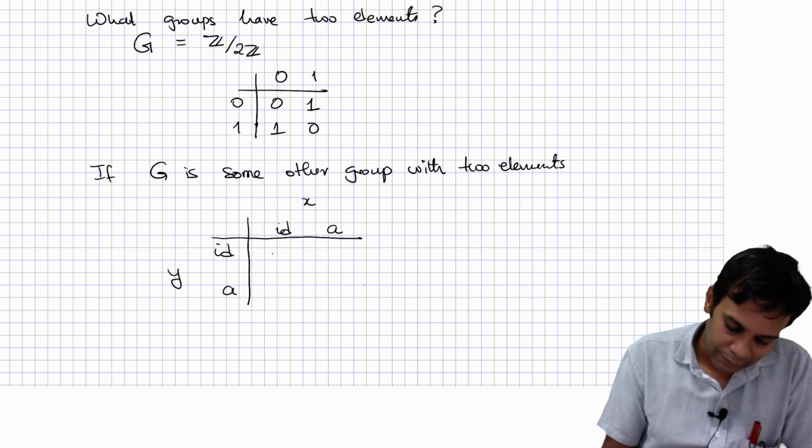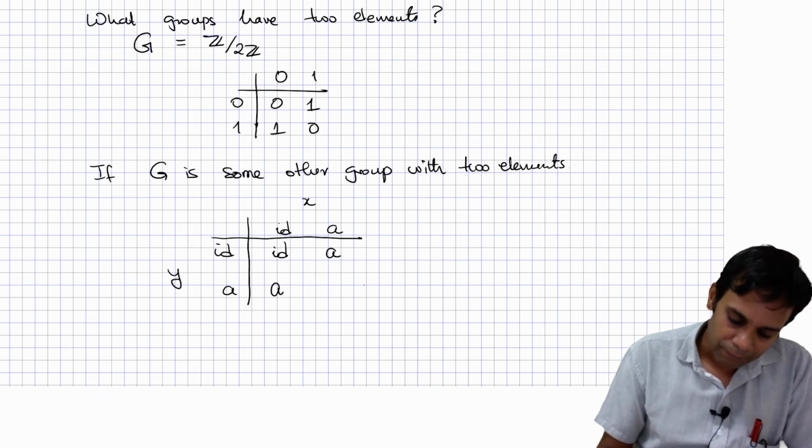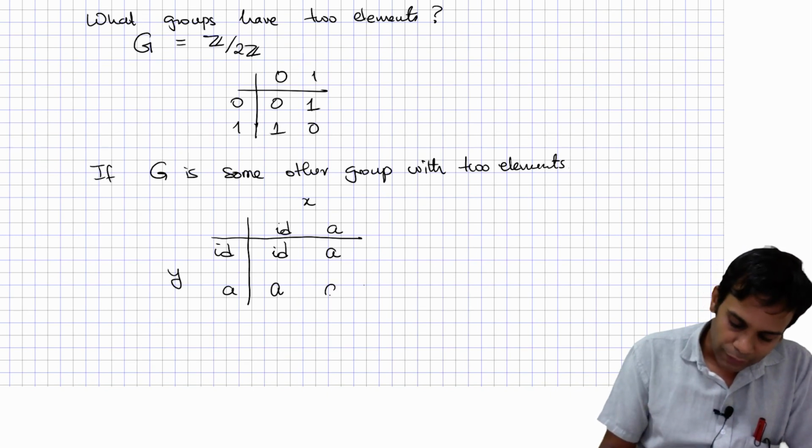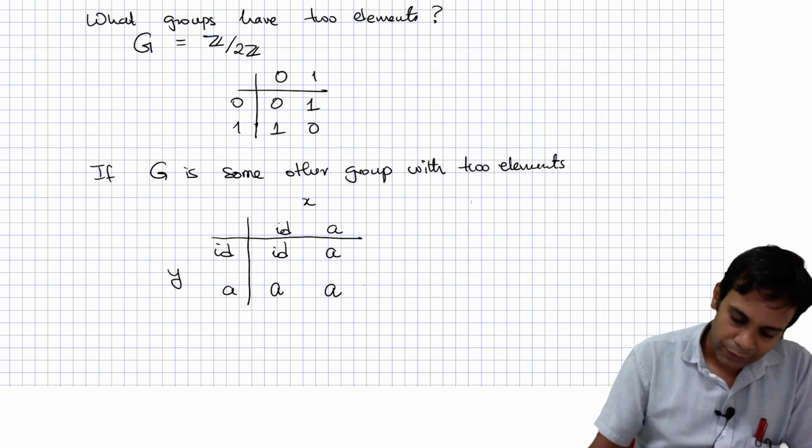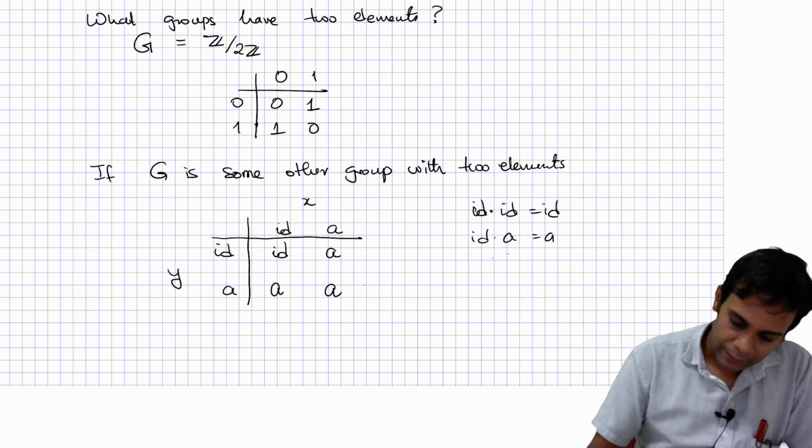Now we already know that identity into identity is the identity, A into identity by the identity axiom is A. Identity into A is also A by the identity axiom. What we don't know is what is A dot A. Now A dot A, there are two possibilities. Either it could be A or it could be identity. So let me just put down A here and see if this gives rise to a group. So what I have is this binary operation which says that identity into identity is identity, identity into A is A, A into identity is A, and A into A is A.